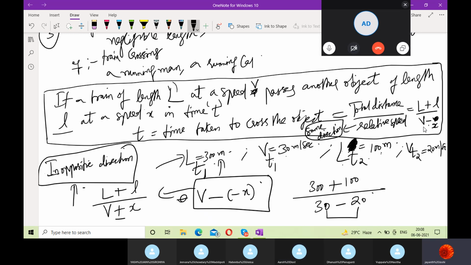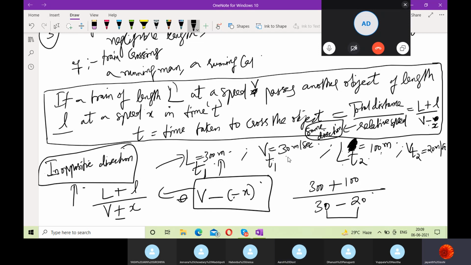So relative speed, what do you mean by relative speed? If they are moving in the same direction, we take the difference in the speeds. If they are moving in the opposite direction, there also we will take the difference in speeds, but the train which is coming from the opposite direction will put minus to that. See, what do you mean by relative speed? The difference in the speeds.